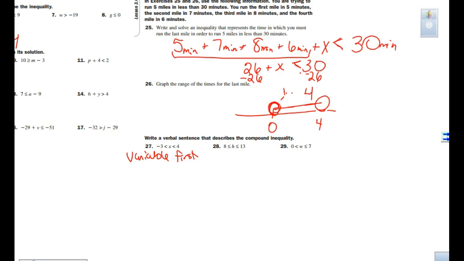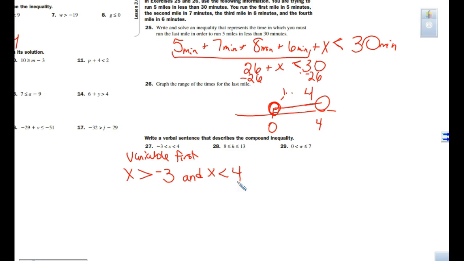If I'm thinking of the variable first, we would read this as x is greater than -3. Notice I put it open towards the x, just like it was. And x is less than 4. Okay? When we read this, next year when you get into algebra, we do quite a bit with these compound inequalities. We just finished it in the first month of school.